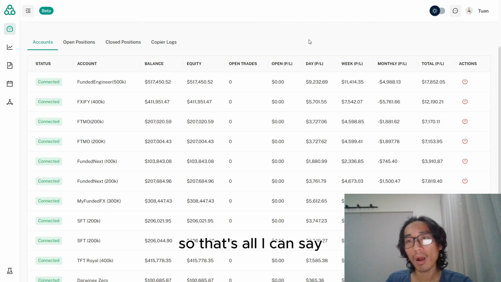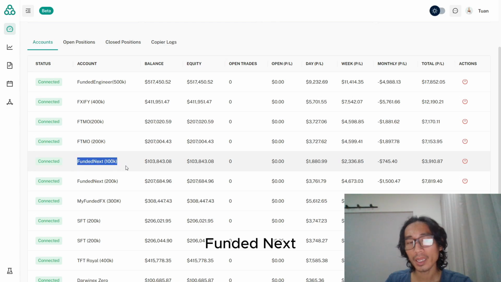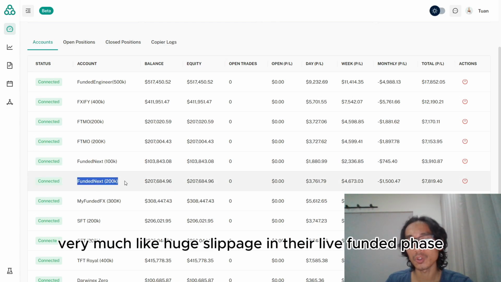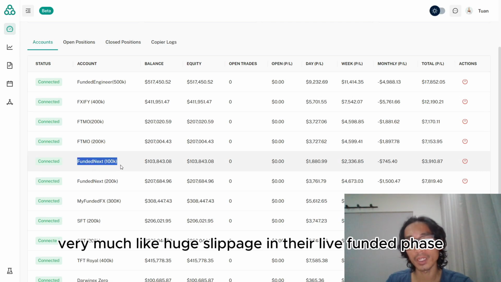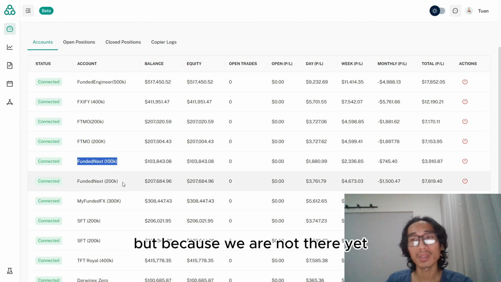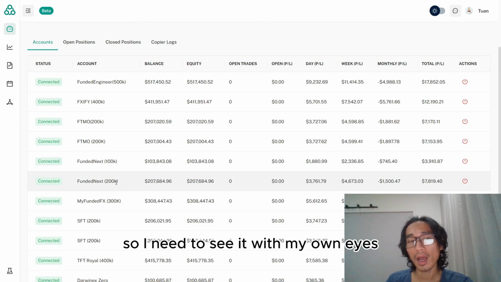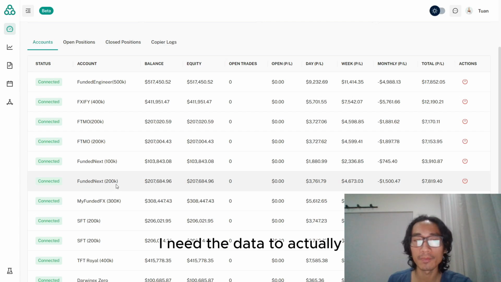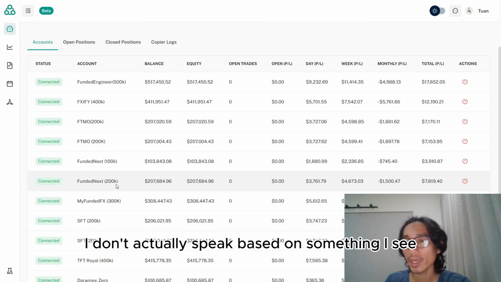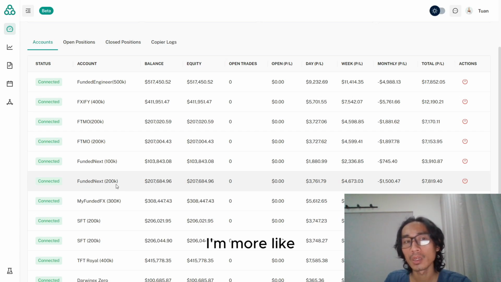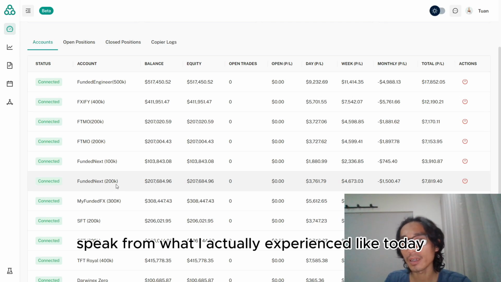So that's all I can say. For the next, I heard a rumor that they have very huge slippage in their live funded phase, but because we are not there yet, I need to see it with my own eyes. I need the data to actually see what it's like. I don't speak based on something I heard. I speak more from what I actually experience, like today.